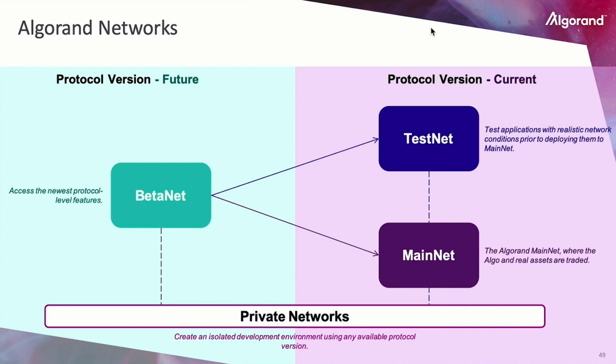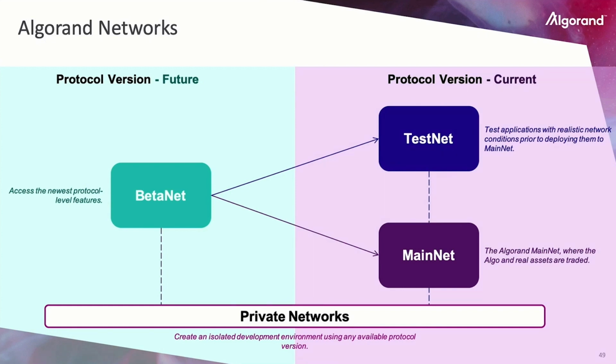So we have three networks. One is MainNet. That's production. TestNet is a mirror of that. And there's also BetaNet that we use for rolling out new releases. And there's a private network that you can run, which is private to your own machine. I like to refer to that as a personal network.